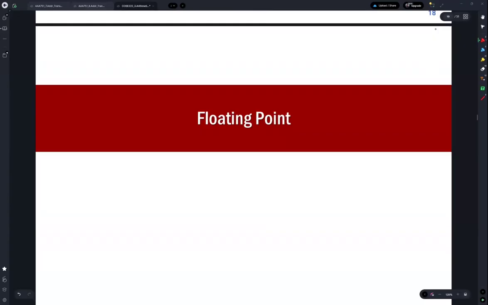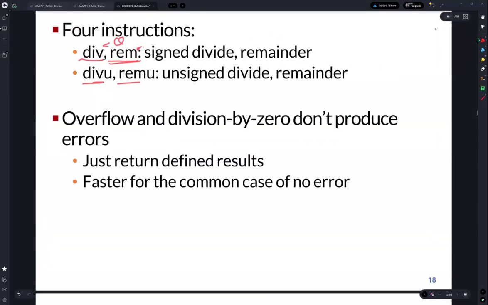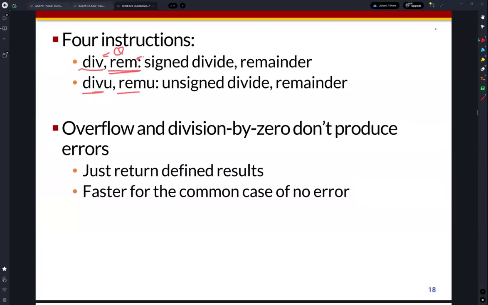So I briefly explained the arithmetic units. These arithmetic units are integer arithmetic units, right? Which means these instructions are integer arithmetic instructions.